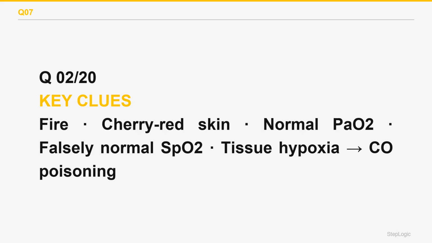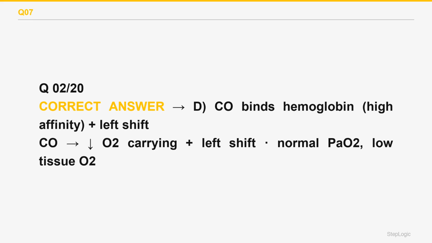First, it occupies the oxygen binding sites, so hemoglobin carries far less oxygen even though the PaO2, the oxygen dissolved in plasma, stays normal. PaO2 measures dissolved gas, not what is bound to hemoglobin, which is why it reads normal here. Second, CO shifts the oxygen-hemoglobin curve to the left, so whatever oxygen is bound is held more tightly and not released to tissues. The result is severe tissue hypoxia with a deceptively normal PaO2. The correct answer is D.